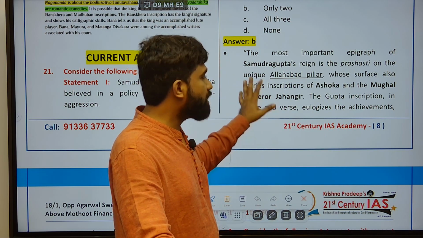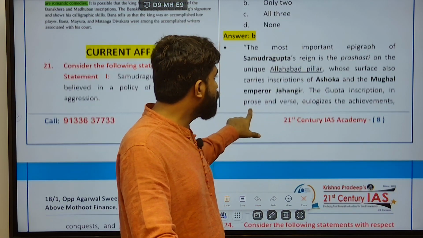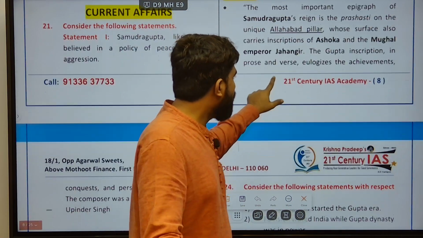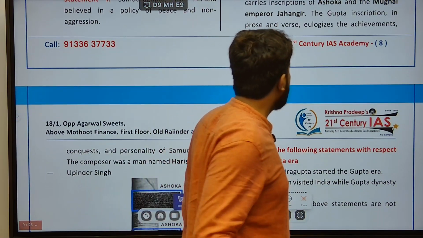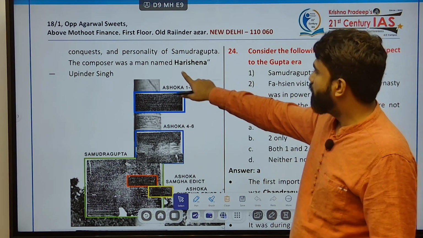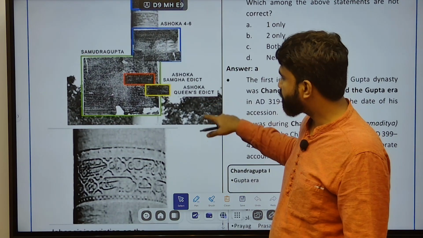The Allahabad pillar inscription was written in Sanskrit by Harisena, and its surface also carries inscriptions of Ashoka and Mughal Emperor Jahangir. The Gupta inscription is in prose and verse, eulogizing the achievements, conquests and personality of Samudragupta, and it was composed by Harisena, as I have told. Okay.